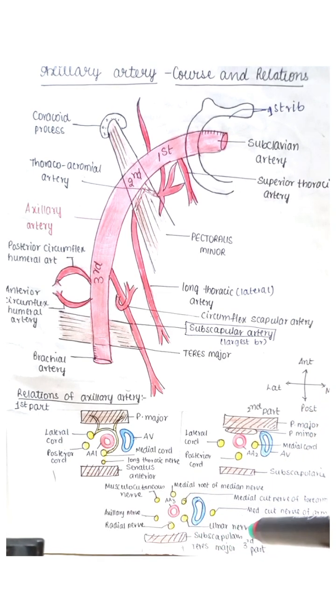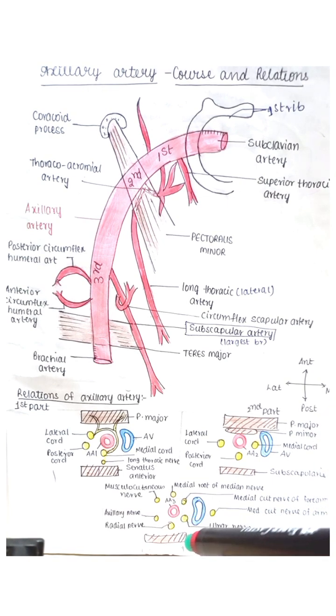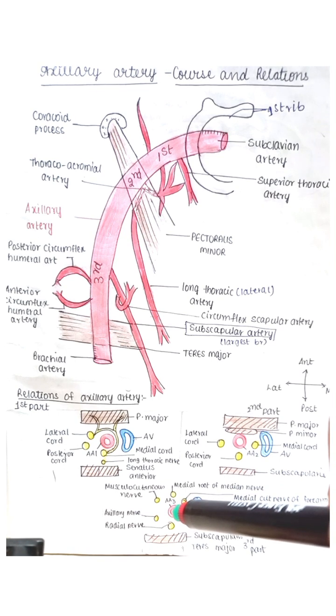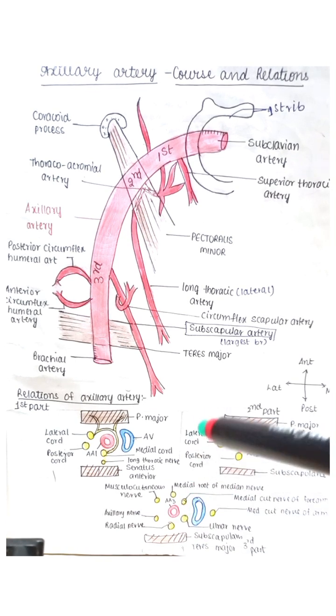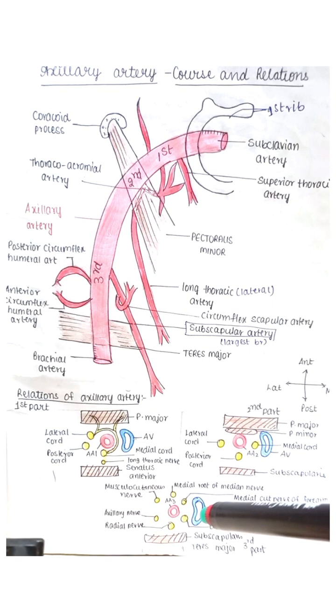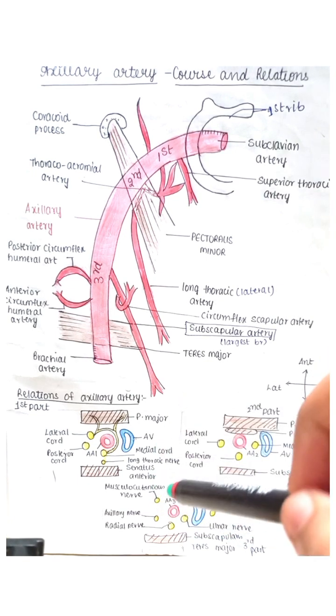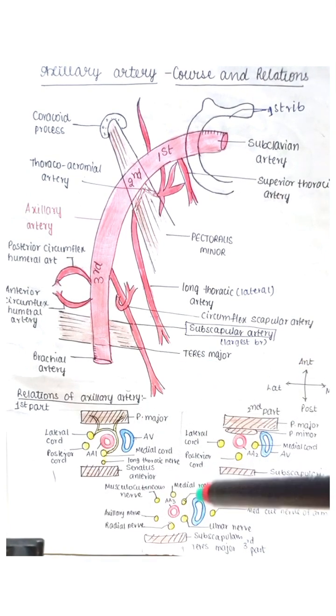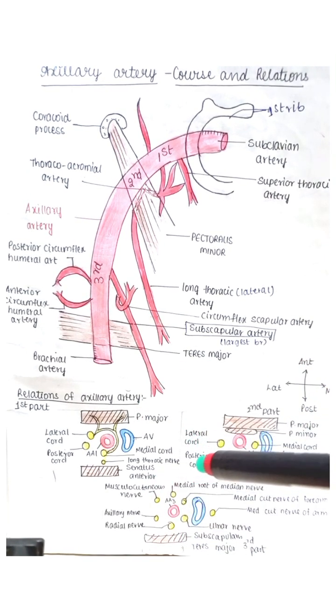Posteriorly we have subscapularis and teres major, whereas the nerves which are present here are the radial nerve and axillary nerve. Radial nerve and axillary nerve are branches of the posterior cord of the brachial plexus. They form the posterior relation of the third part of the axillary artery. And medially, as we know, we have the axillary vein, along with the medial cutaneous nerve of the forearm and the ulnar nerve. And laterally, we have a single nerve, that is the musculocutaneous nerve. These are the relations of the third part of the axillary artery.